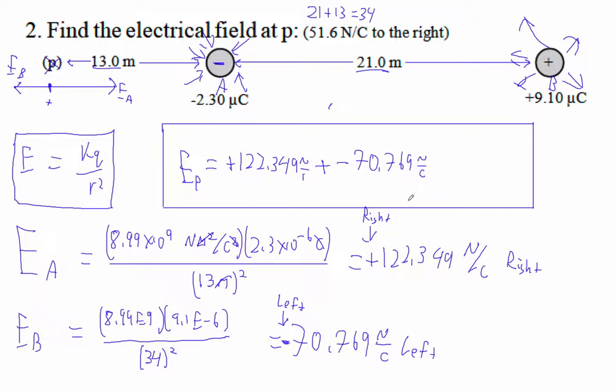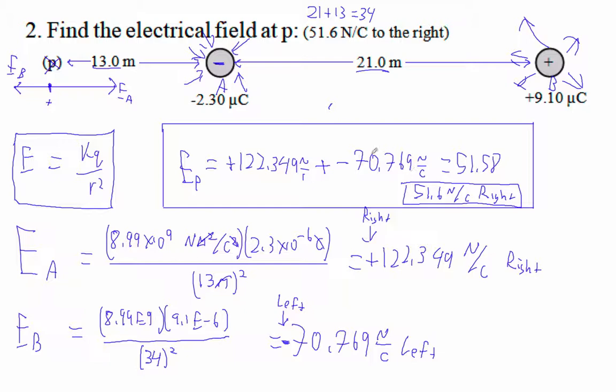All right, so here we go. Let's see, this guy, the 122 minus this guy, and I got 51.58. Now the fact that it's positive means it's to the right. So 51.6 newtons per coulomb to the right.